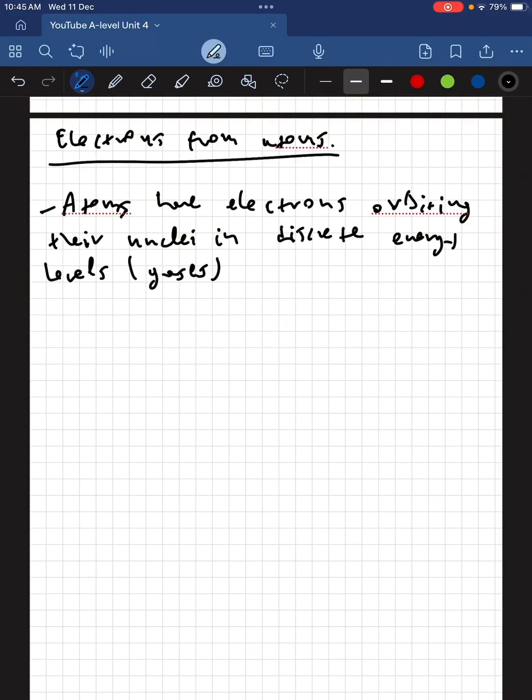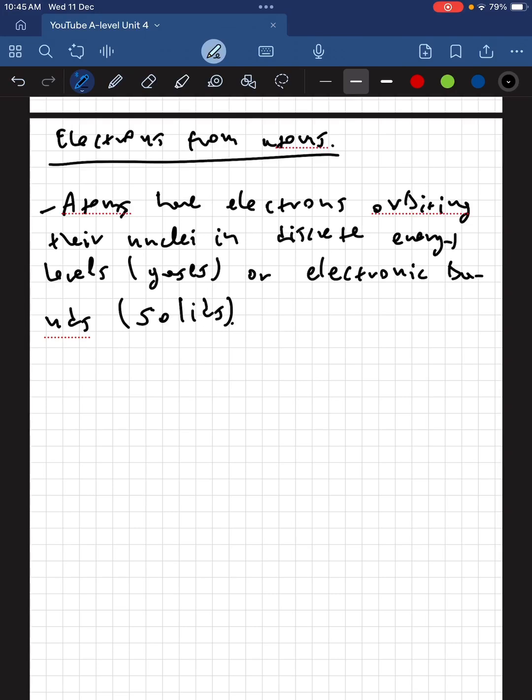So gases are dilute enough so that you can observe the discrete energy levels of atoms. So what I'm trying to say is that in solids, you don't really see discrete energy levels, but instead you see electronic bands. So atoms orbit these nuclei in discrete energy levels for gases, or electronic bands for solids. So let me draw the situation.